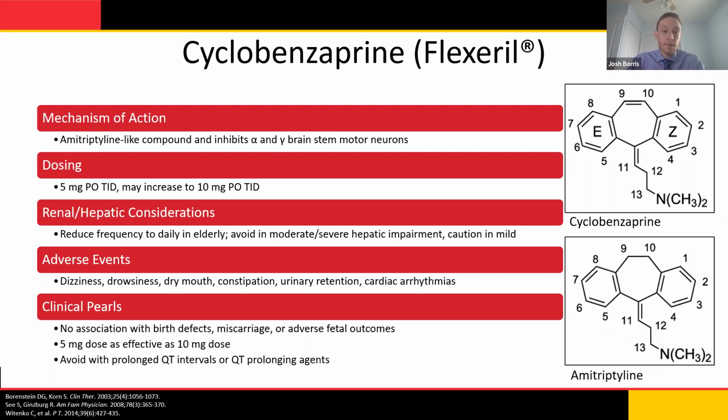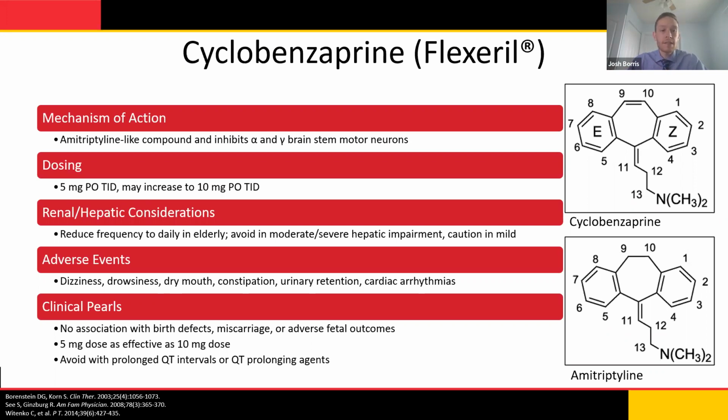They also recommend avoiding it in any moderate or severe hepatic impairment, again, due to the metabolism, and then caution in mild. Cyclobenzaprine is mostly excreted by the kidneys as its glucuronide metabolite, so you're not too worried about renal extraction or renal elimination.